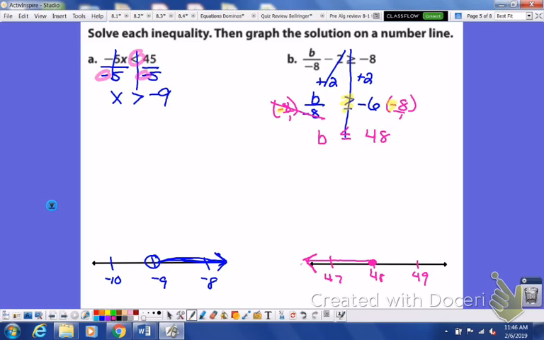Okay, so as you guys just saw, the only difference between solving equations and inequalities is when you multiply or divide by a negative, you must flip your inequality sign. We didn't have to worry about inequality signs when we were doing equations. Right, that is the end of this lesson.